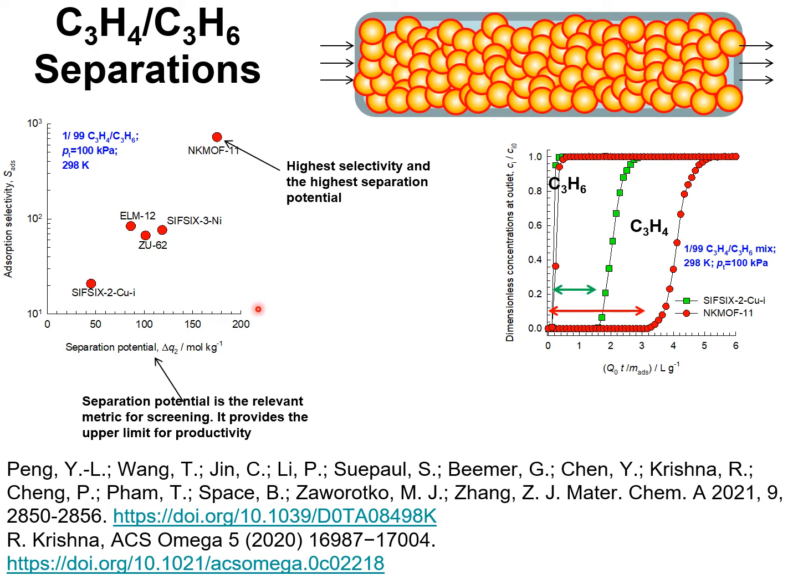For separation of propyne mixtures, this graph plots the IAST calculations of the adsorption selectivity on the y-axis against the separation potential delta Q2 on the x-axis. We note that NK-MOF11 has the highest selectivity and the highest separation potential in comparison to these 4 MOFs as shown here.